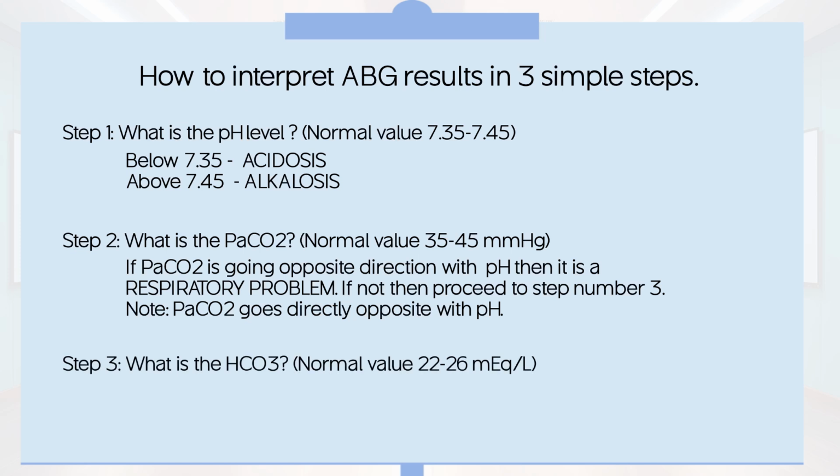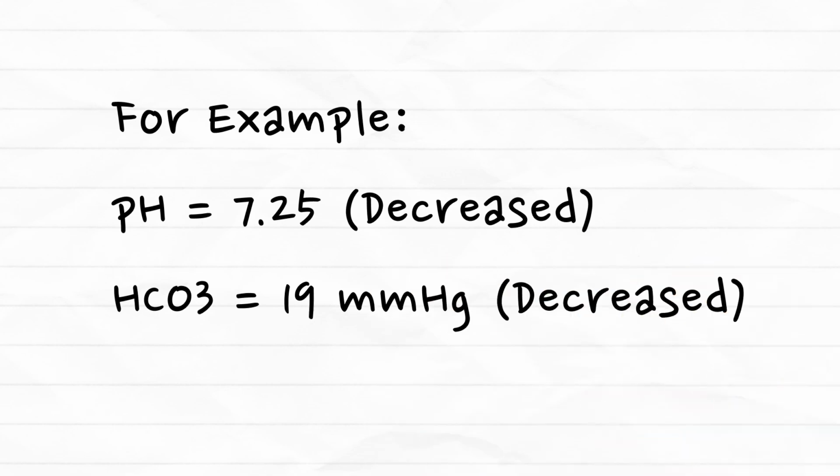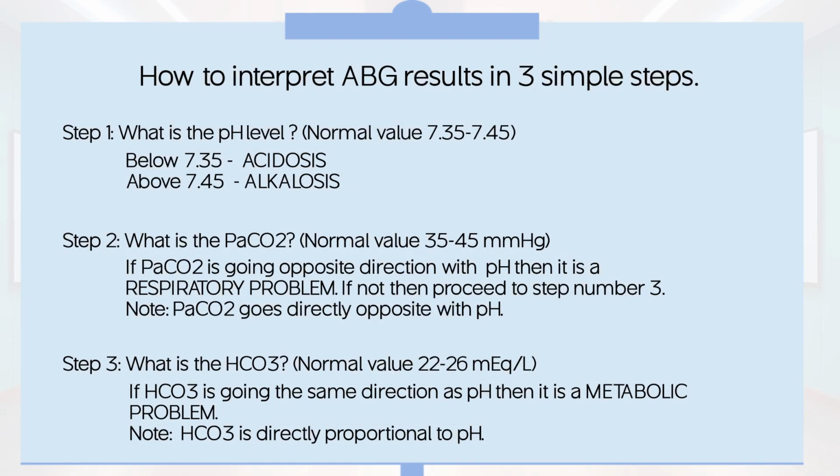Step number 3. Check the bicarb level. The normal value is 22 to 26. If HCO3 is going in the same direction as pH, then it is a metabolic problem. Note: HCO3 is directly proportional to pH.